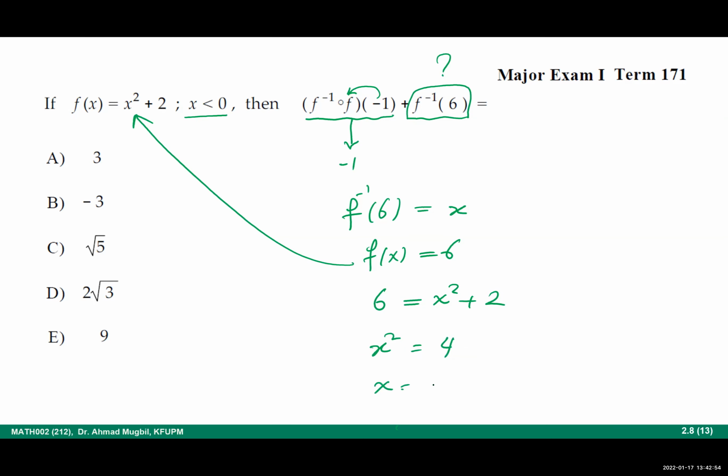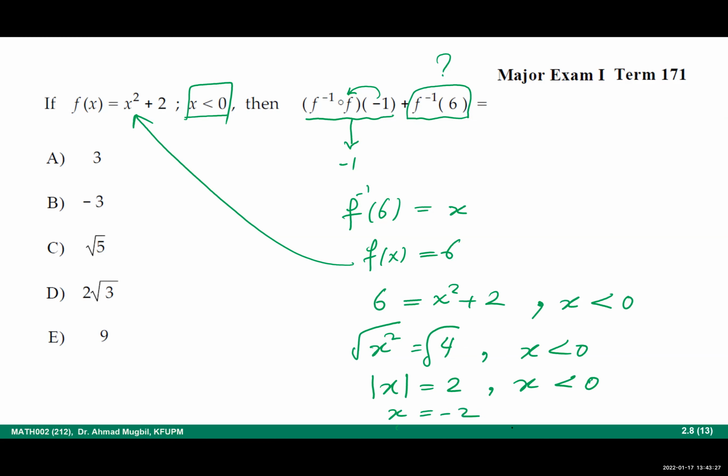4, which means that x equals what? Positive or negative? How to decide? Don't forget this condition. They didn't give you this condition for fun. Here, x is less than 0. If you take the square root of both sides, the absolute value of x equals 2, and x is less than 0. What is the negative x that its absolute value is 2? It is -2.